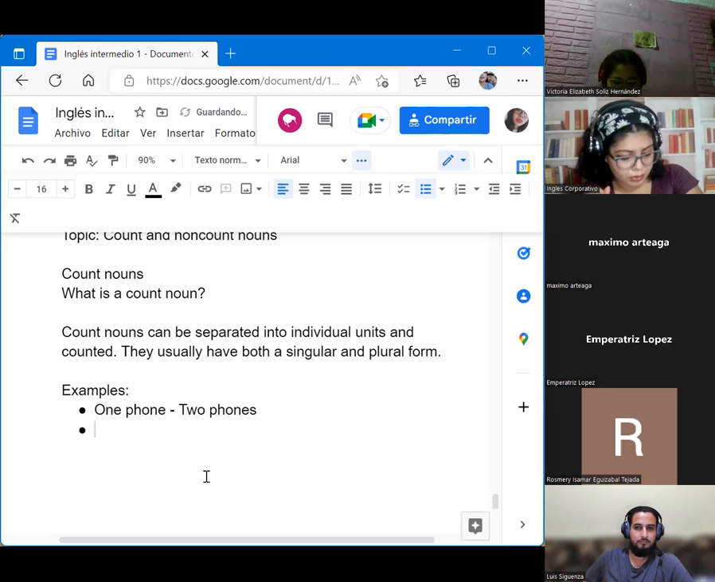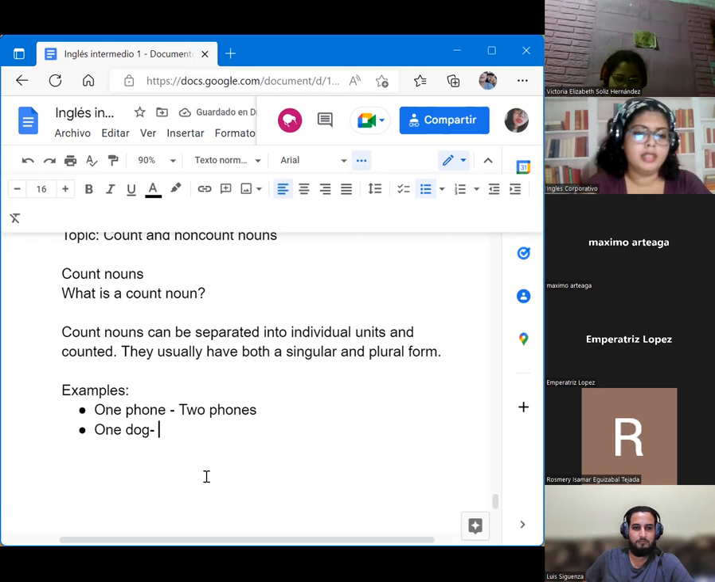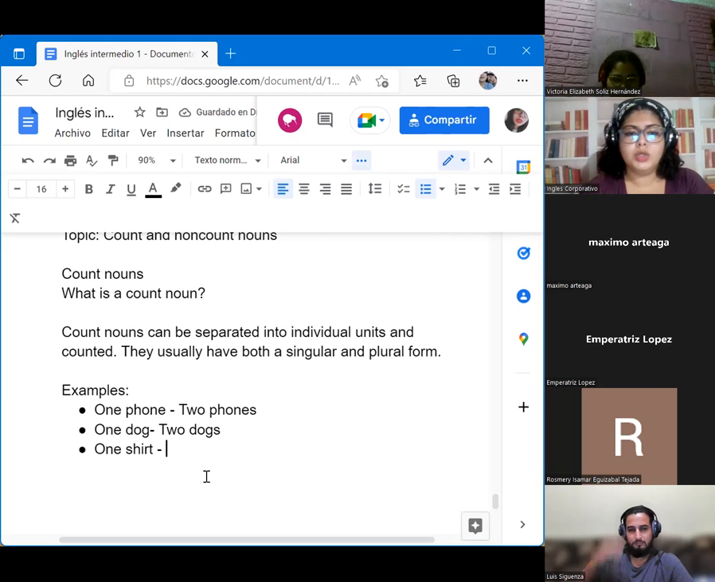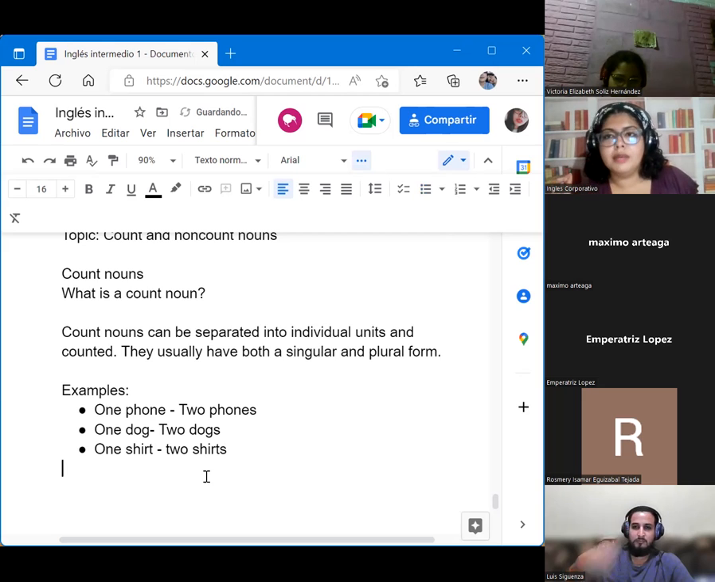Then, another example. One dog, and in plural, two dogs. Then we have one shirt, and two shirts. So we have singular and plural, but in that case, we know that they can be counted. So that is the main thing about this word.